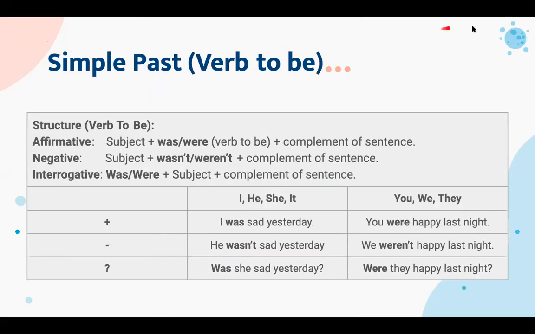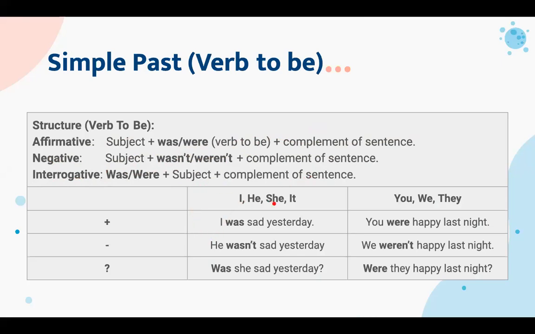So, first we have the simple past with the verb to be. We have the structure, which is the subject, was or were, depending on el sujeto. El was or were is the verb to be, and the complement of the sentence. The negative, we have subject, wasn't or weren't, or was not or were not, dependiendo si lo escriben contraído o lo escriben completo, and the complement of the sentence. And then we have the interrogative where we put was or were at the beginning, and then the subject and the complement of the sentence.